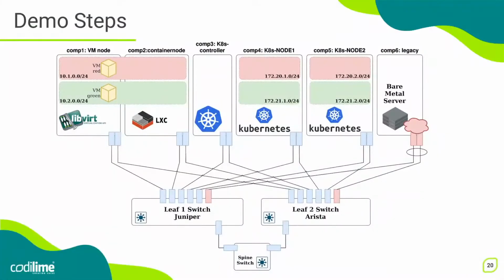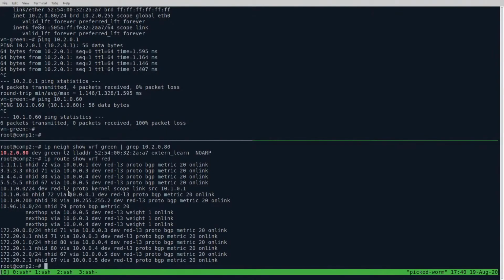Now, let's continue to the second step, where we create LXC containers on the second server. And we are hoping that we will be able to ping between LXC container red and VM red, and that we are able to ping between VM green and LXC green. But they shouldn't be able to ping between the VRFs. Only within a single VRF, this communication should be possible. So let's jump back to the terminals.